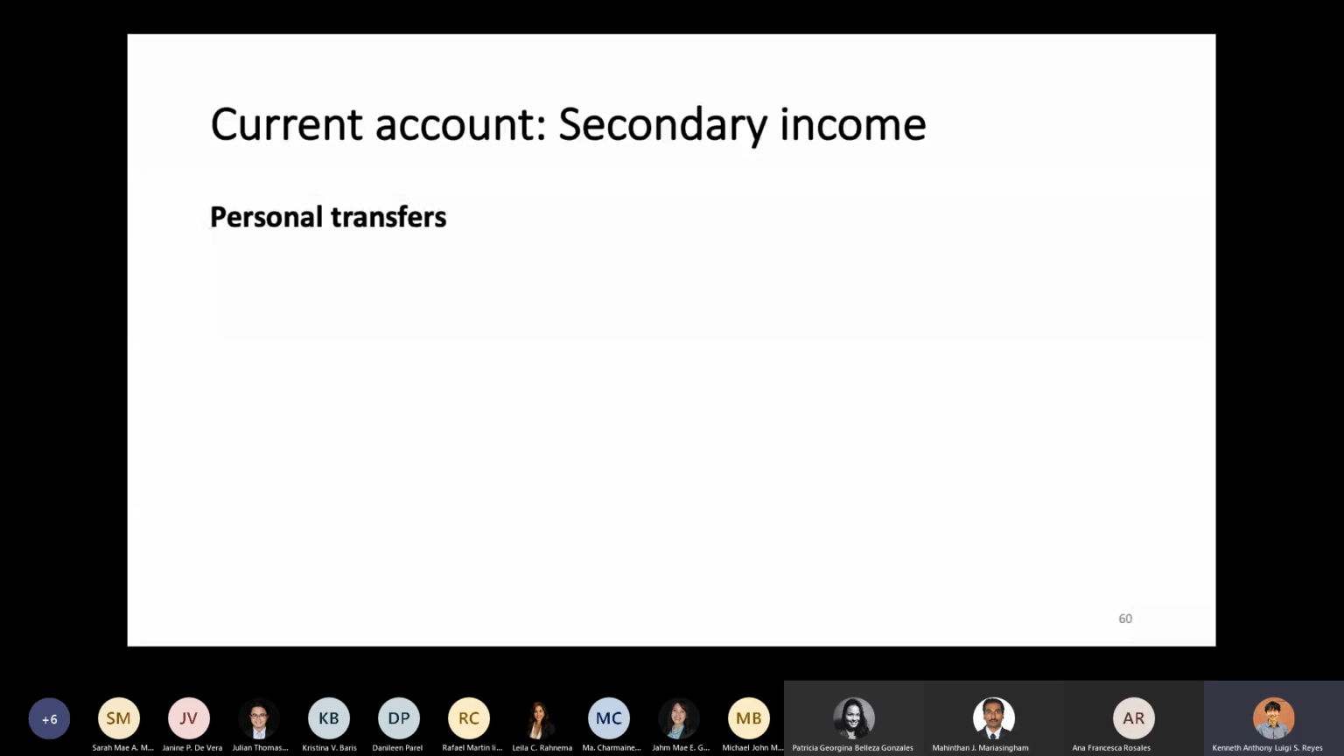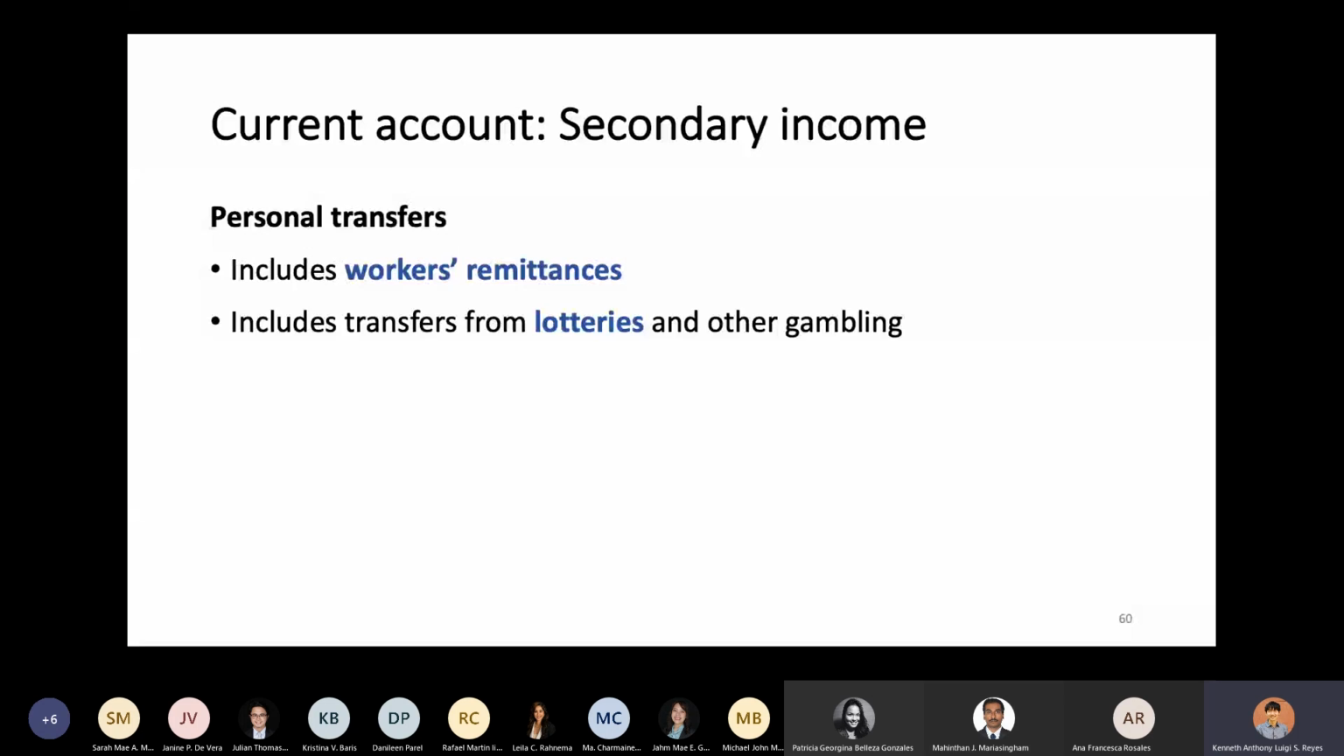The first is personal transfers. This includes the very important BOP item, the workers' remittances. These are earnings that workers receive and then send to fellow residents elsewhere. Personal transfers also include transfers from lotteries and other forms of gambling. International gambling destinations usually attract non-residents, and whatever winnings they get will be counted under current transfers.